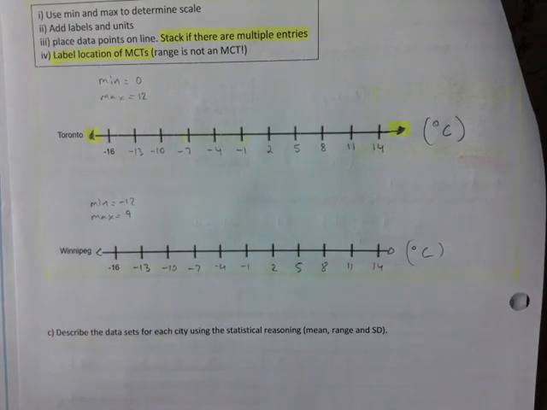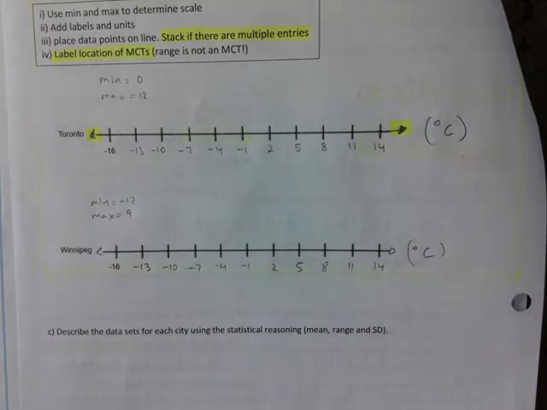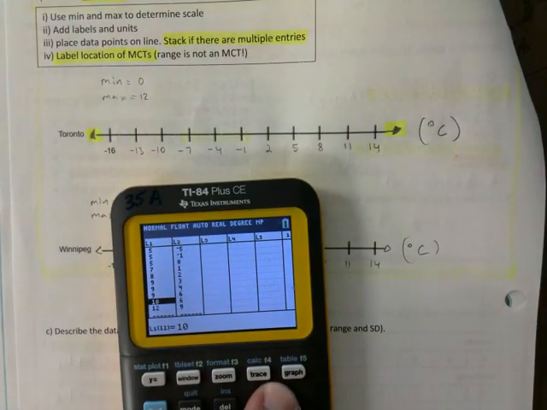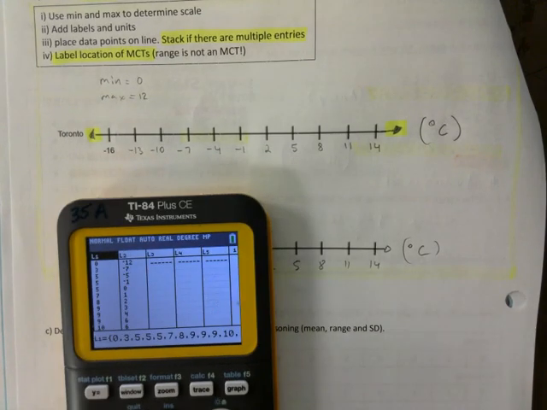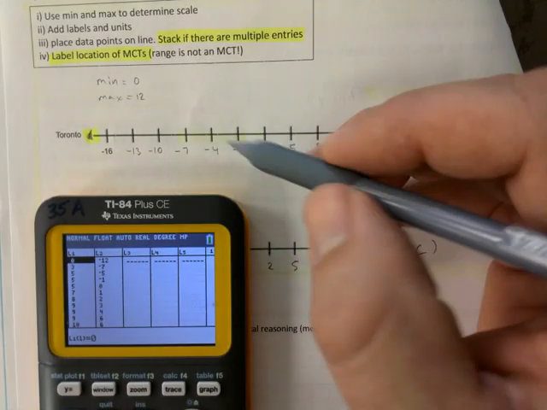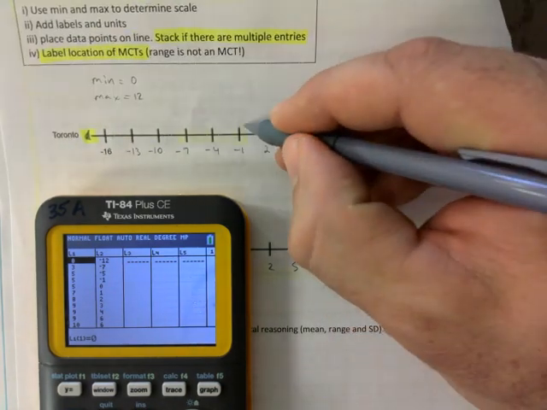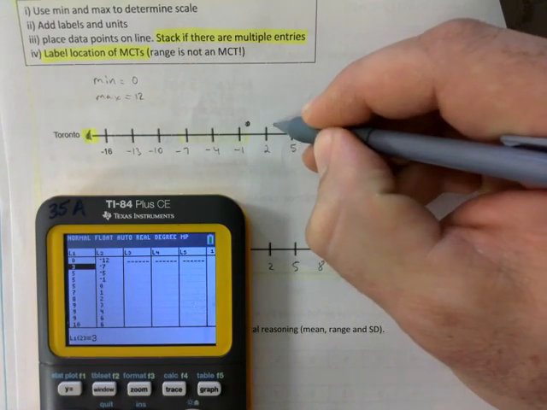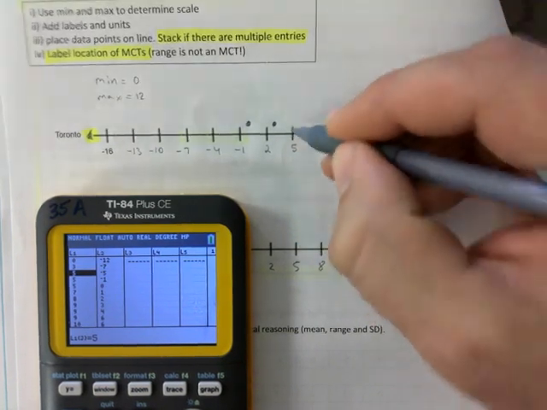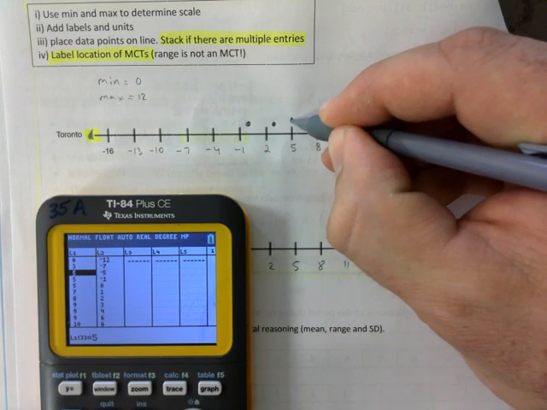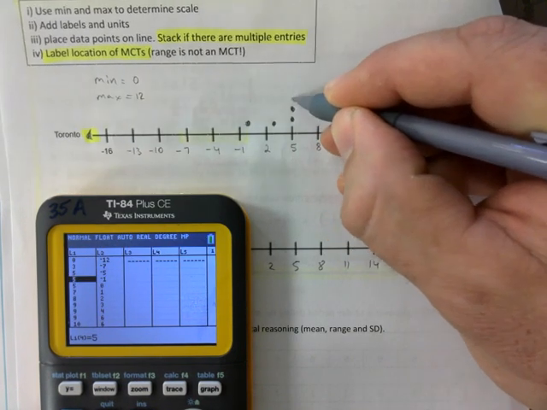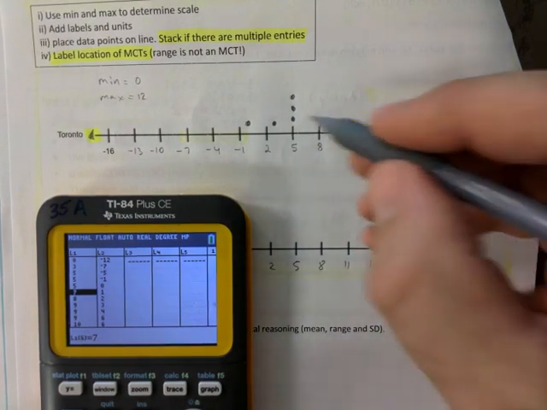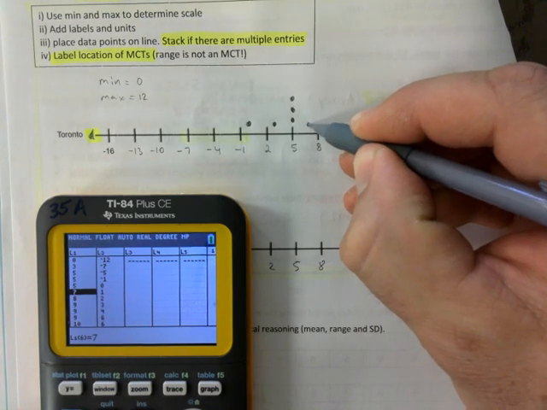And now grab your calculator. Go to the cells, and because it's a range, it makes it a lot easier to plot these. So 0 for Toronto, your first one is going to be at 0, which is right about there. Then I just scroll down. 3 is right about there. 5 is here. I have 3 5s, so I stack them like this. It's easy to see that that's your mode, right? And then I have a 7, which is somewhere in there.